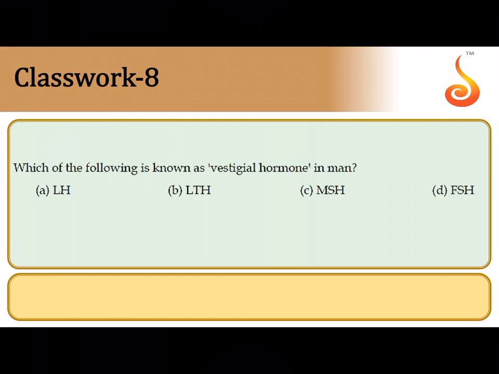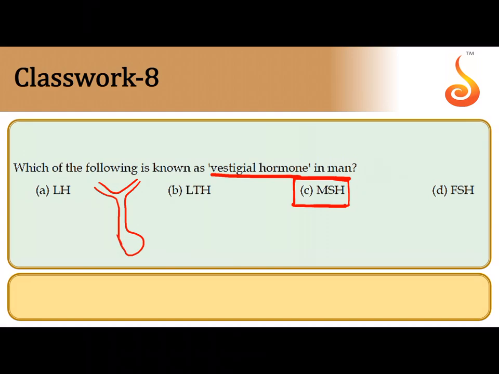Which of the following is known as vestigial hormone? Vestigial means it is produced by a structure which is highly reduced in our body. The best example, the correct answer, is melanocyte stimulating hormone, because once again I will show you here, this was the hypothalamus, this was the structure that continues from the hypothalamus, the posterior pituitary, and this was the anterior pituitary. In between the posterior and anterior pituitary there is a very thin zone which has almost become a part of the anterior pituitary, and this area is referred to as pars intermedia.